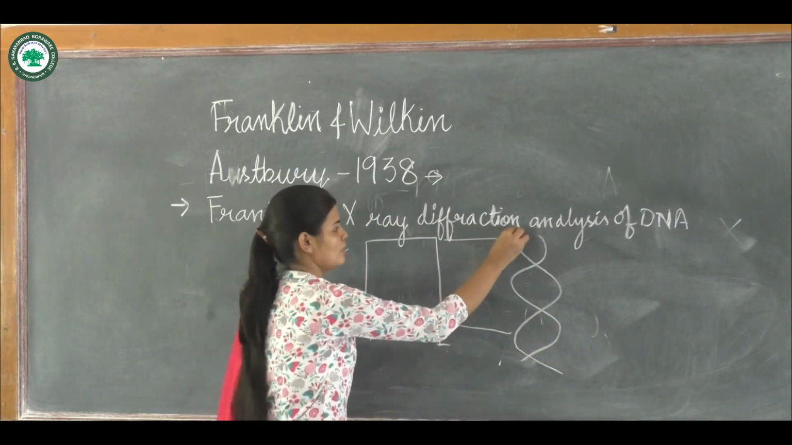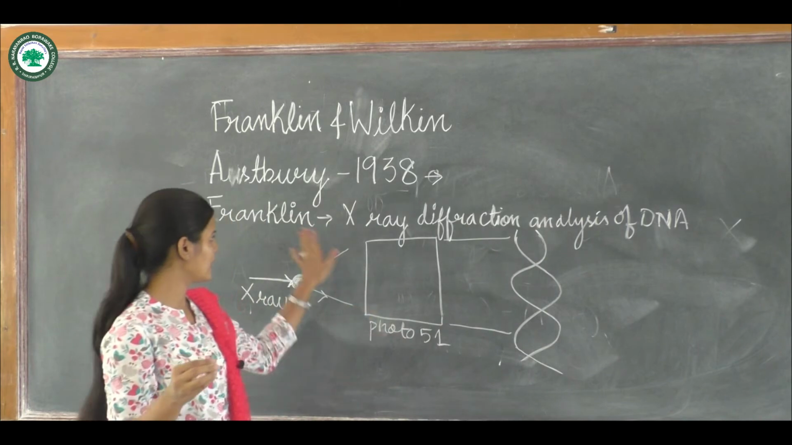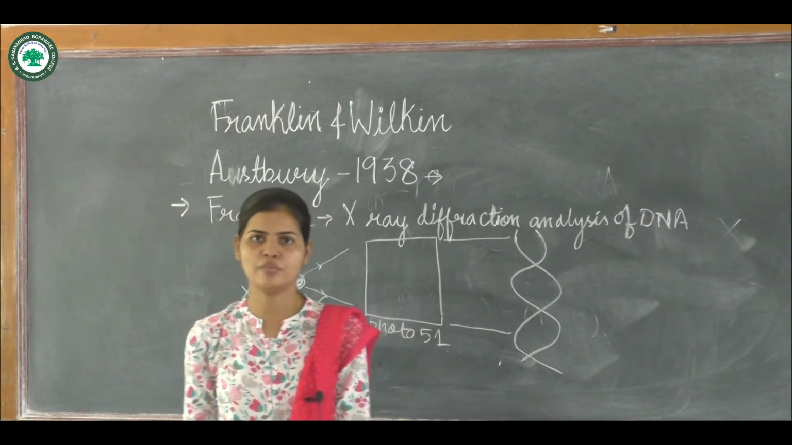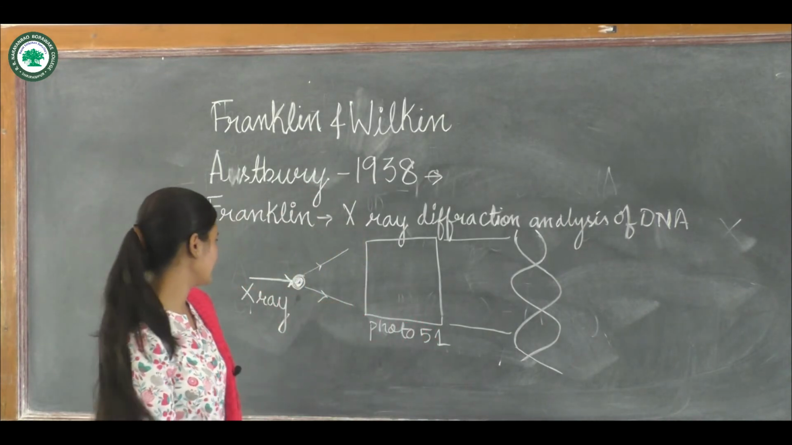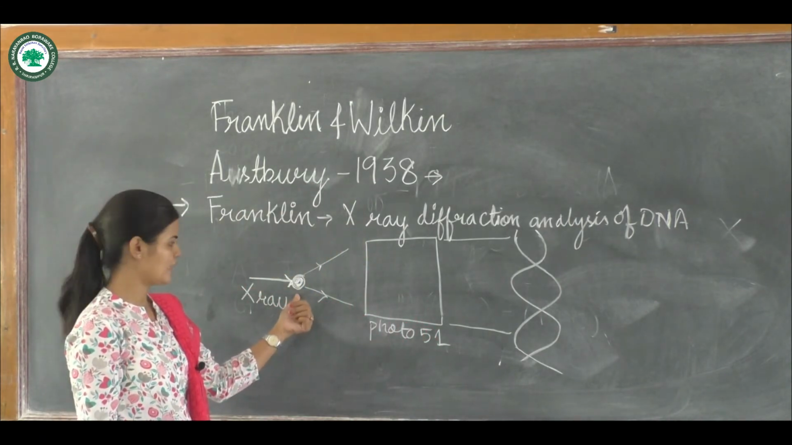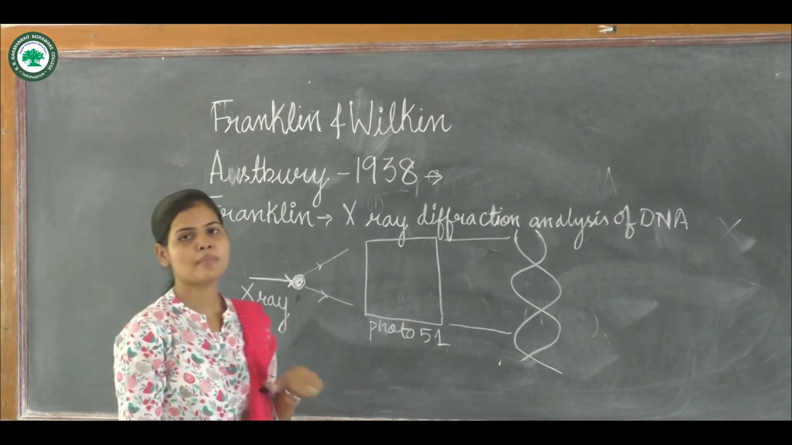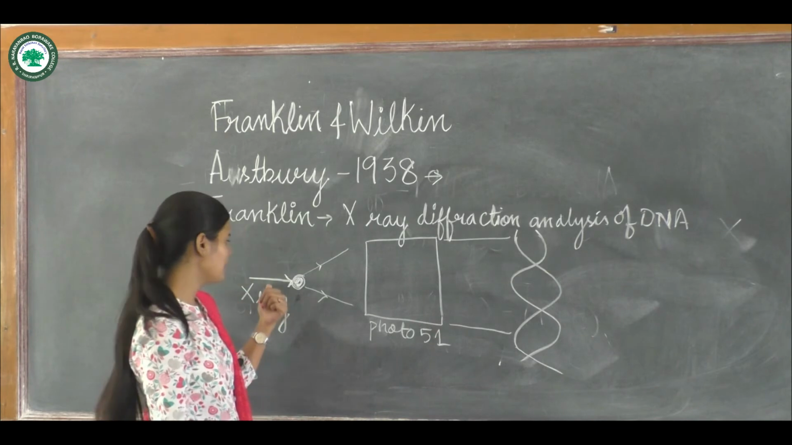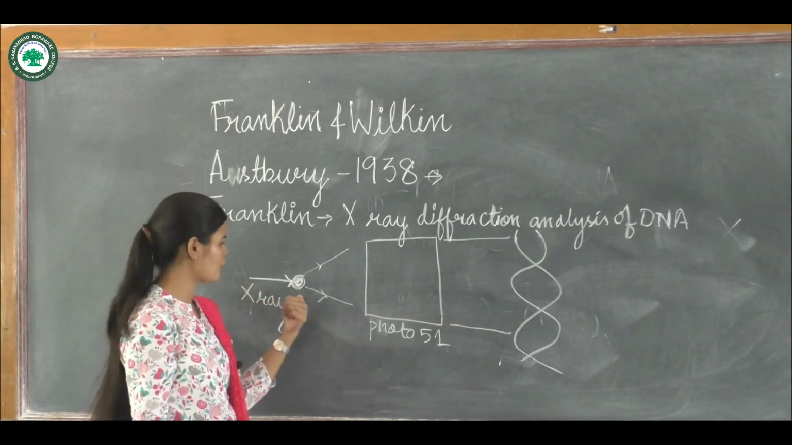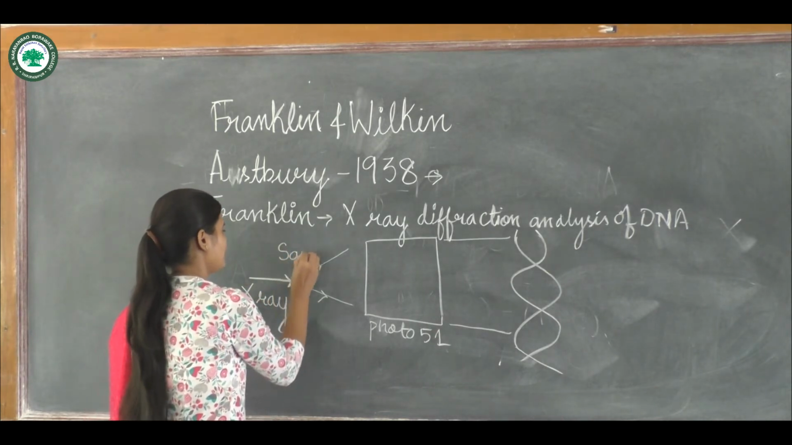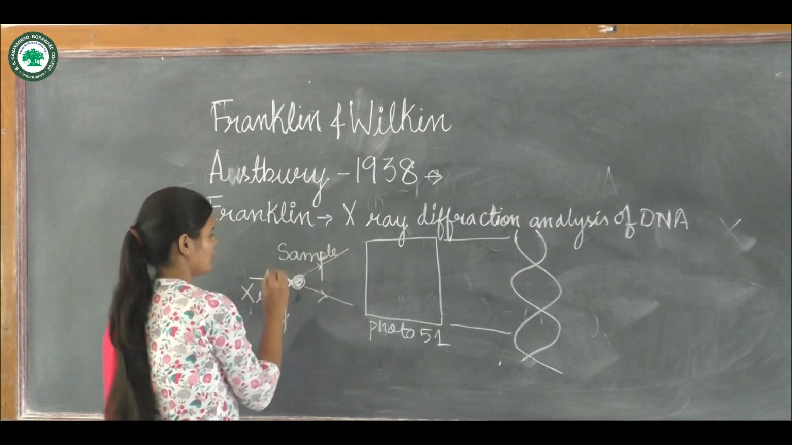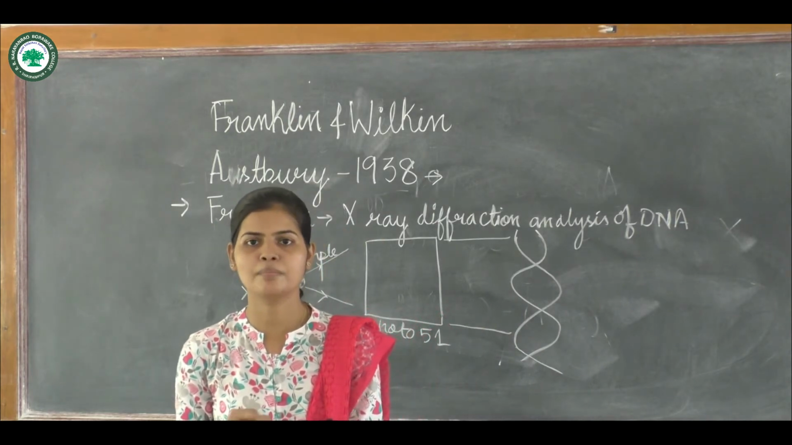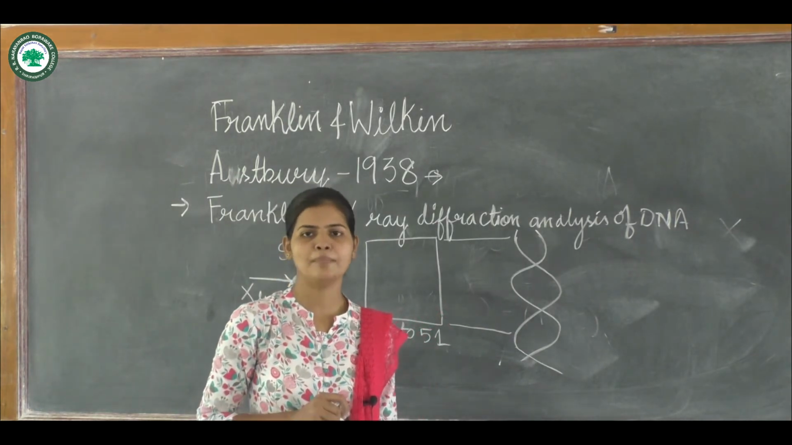So now what had happened, Franklin did X-ray diffraction analysis of DNA. In the experiment, one particle is taken and it is bombarded with X-ray beams. The X-ray beams are allowed to pass over the sample, which contains DNA. So the sample is bombarded with a beam of X-rays. Now what will happen?